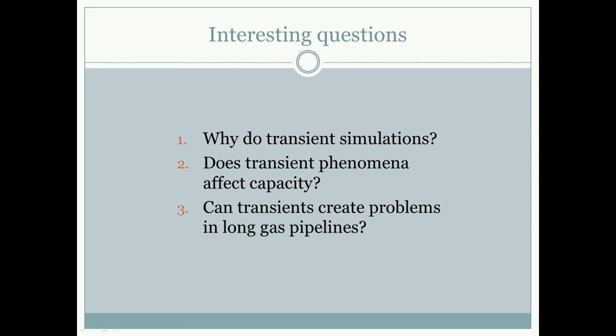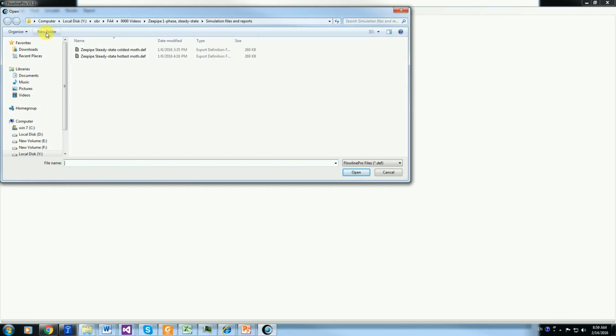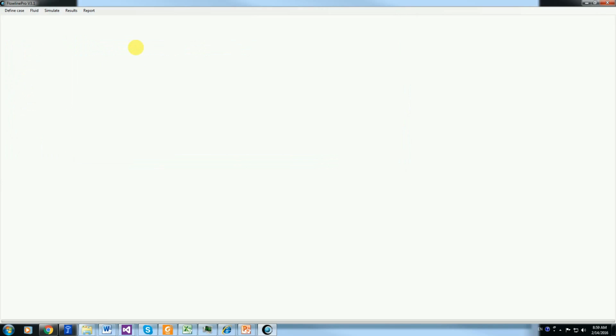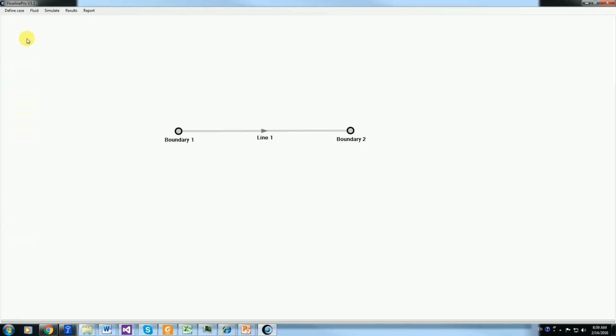We'll fire up Flowline Pro and do a transient simulation. For simplicity, we started by opening an existing case. We showed in the first video precisely how to define a case. So now I just open it, the subsea pipe steady state simulation of the coldest month, which we did in the first video. And I reset the simulation results, and I come back to how I define my system.